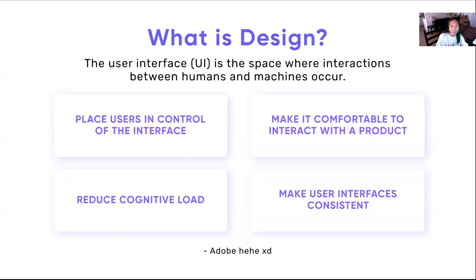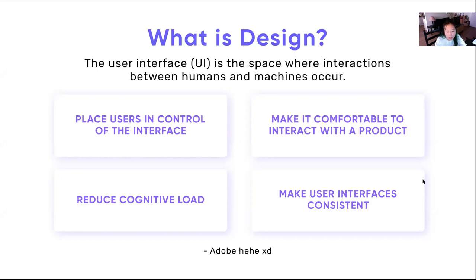So UI design. UI design has a few different purposes. Basically, the user interface, we kind of covered this briefly last lesson, but it's the space where interactions between humans and machines occur. That's a little bit abstract, but basically the interface is just what you see and what people can click on, like the buttons they click on, the colors that they see, the little illustrations they see.